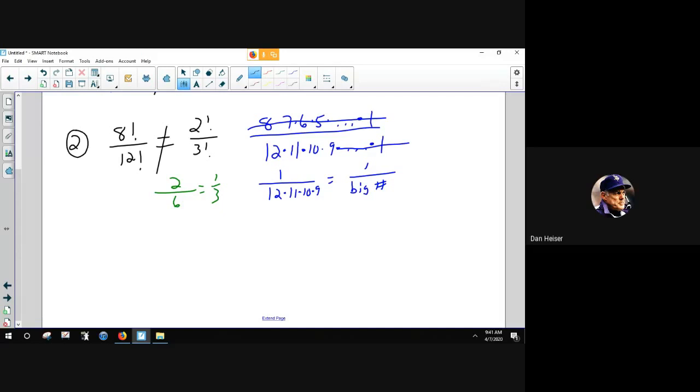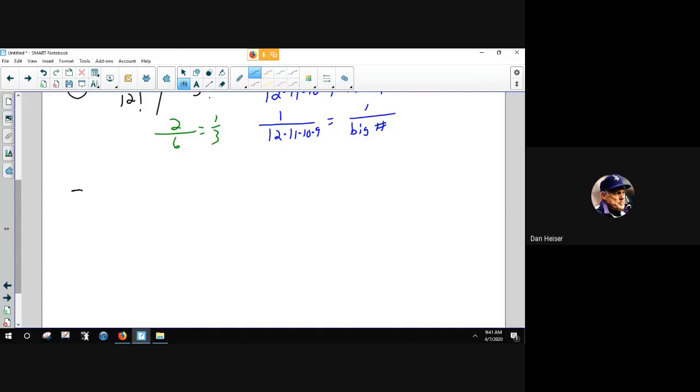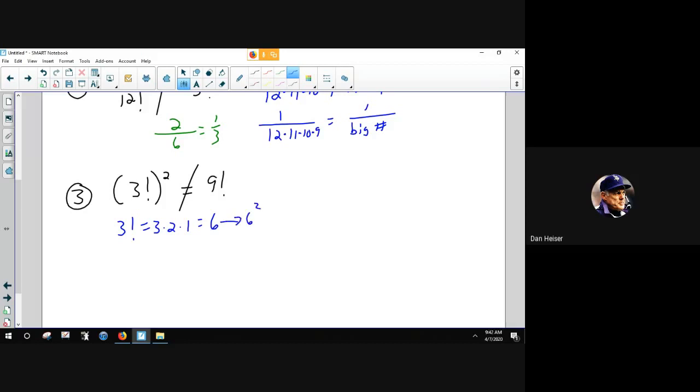Third myth. If I see a factorial squared, I'm not allowed to simply say, oh, I just square the number and then have factorial. No. 3 factorial is 3 times 2 times 1. 6. If I square that, I get 36.